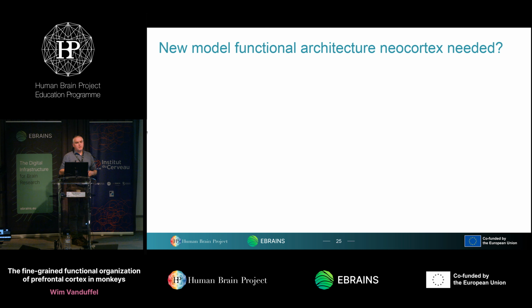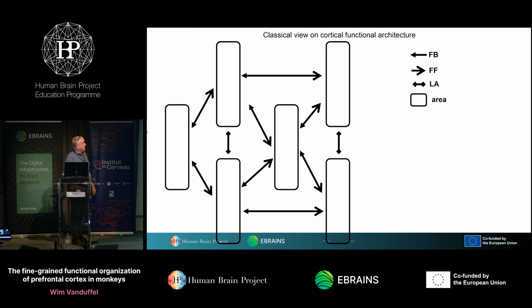So just a very quick overview of a few of the data that we have, which makes me wonder, in addition to what Henry was saying, do we need a new model of functional architecture of neocortex, prefrontal cortex? The traditional view is what Henry said.